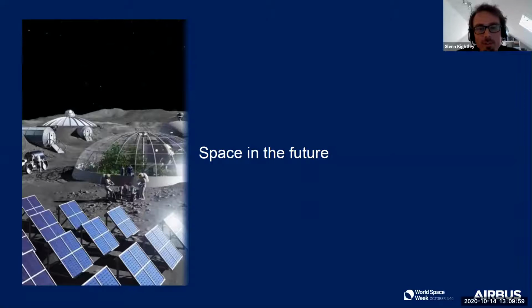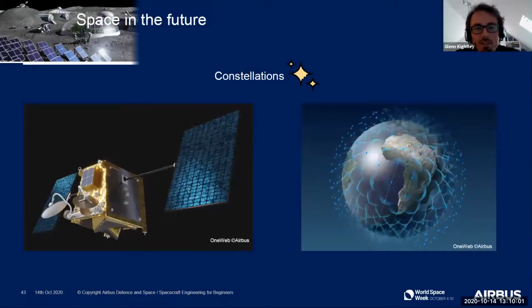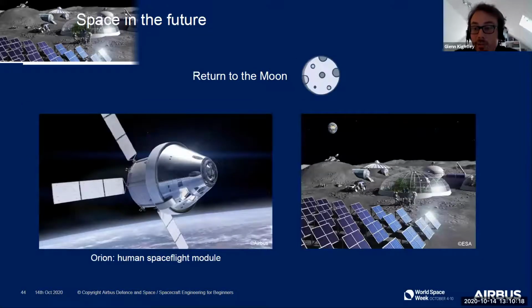So what's in the future? Well, we'll touch on this briefly. So constellations are going to be a big part of the future. So if any one of you becomes a spacecraft engineer, I would imagine you'll end up in some part being involved in constellations. It's the way forward. Lots of small spacecraft providing coverage around the world for things like internet and for GPS. Return to the moon.